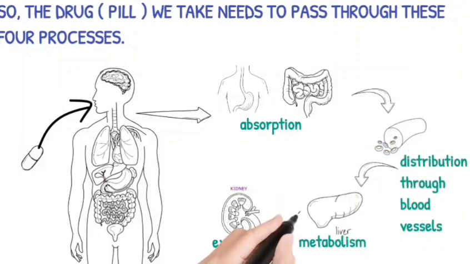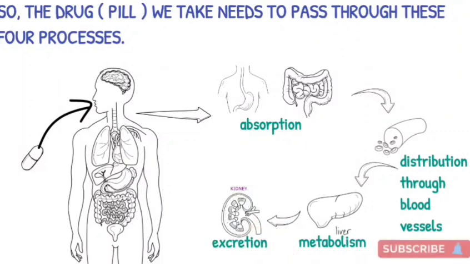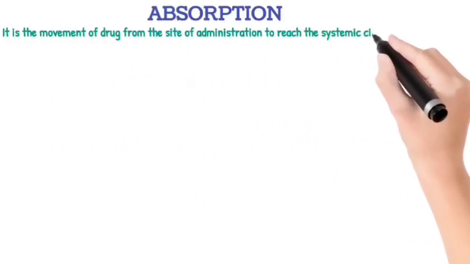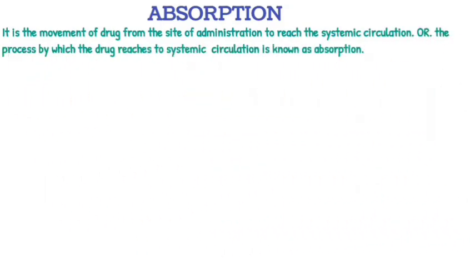Absorption. It is the movement of drug from the site of administration to reach the systemic circulation. Or, the process by which the drug reaches the systemic circulation is known as absorption. IV drugs directly enter systemic circulation, so there is no need of absorption.